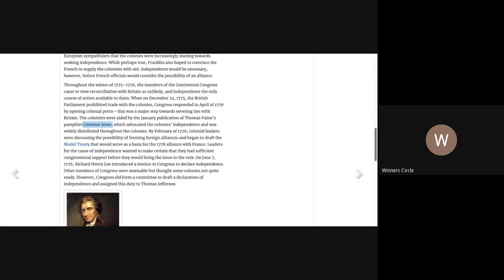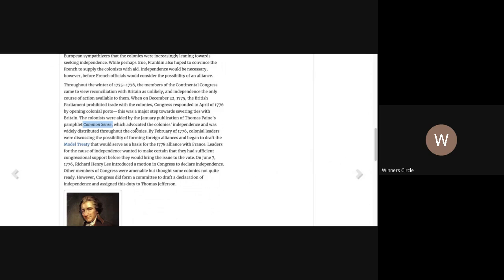The British Parliament prohibited trade with the colonies. Congress responded in April of 1776 by opening colonial ports. This was a major step towards severing ties with Britain. The colonists were aided by the January publication of Thomas Paine's pamphlet, Common Sense. What do I always say? Common sense is very uncommon, because to navigate through court you need common sense. That doesn't mean people are stupid. The court is there to deceive you, to make you doubt yourself and to transfer your property, because it benefits the court and agents of the court.